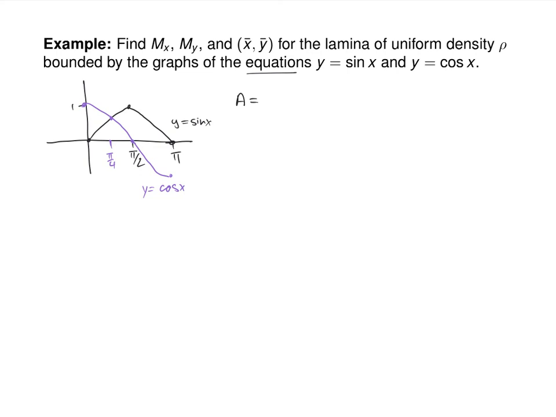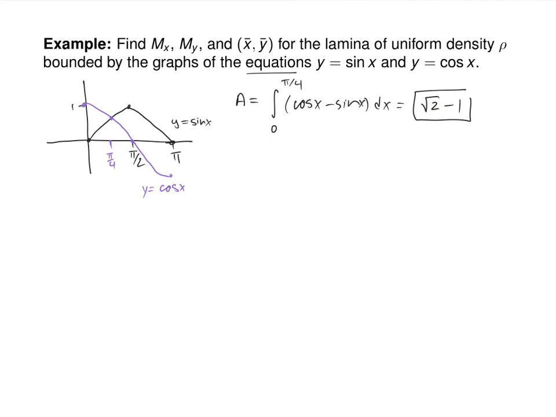So the area is going to be the integral from 0 to pi quarters, that's where sine equals cosine. Which curve's on top, which curve's on bottom? Yep, so we have cosine x minus sine x. You do that, and you get root 2 minus 1. You'll just have to trust me on that one.